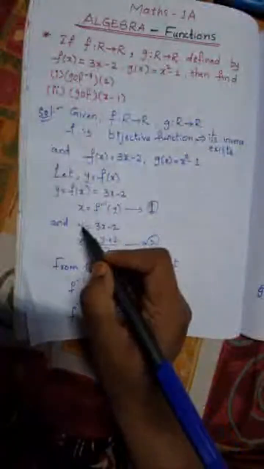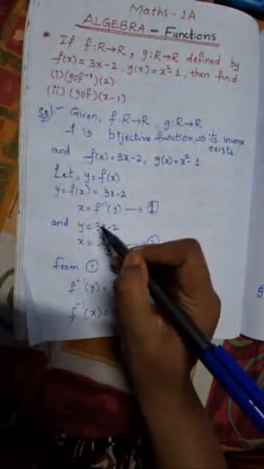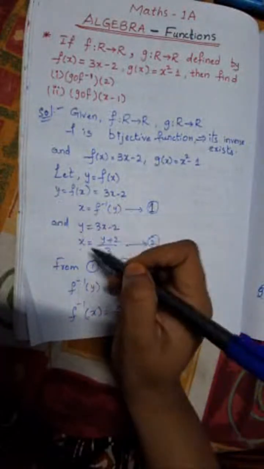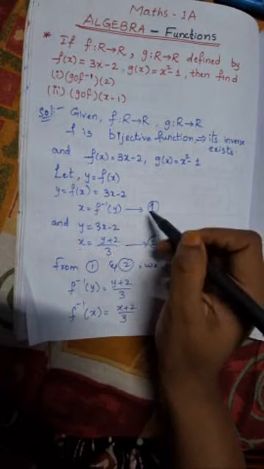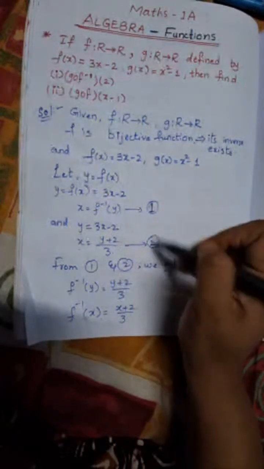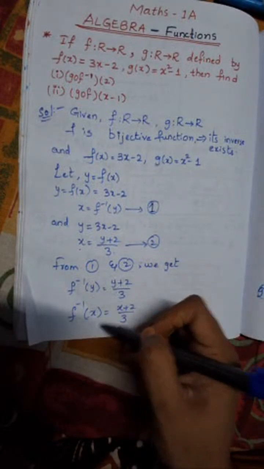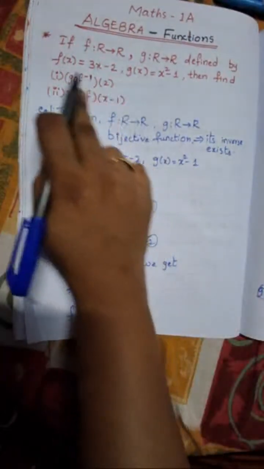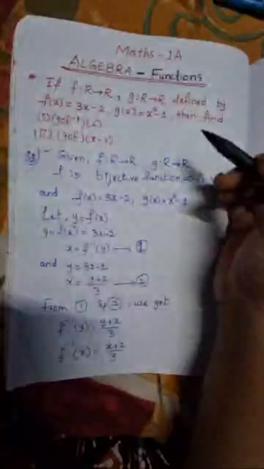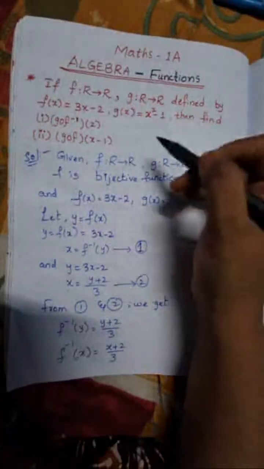We take this x value from the equation y equals 3x minus 2, and we obtain the x value. From these equations, equating the x value, we get f inverse of y, f inverse of x. So by substituting the values, we can find these two functions. There are many questions like these in textbooks, so practice similar questions so that you can easily solve the functions chapter.